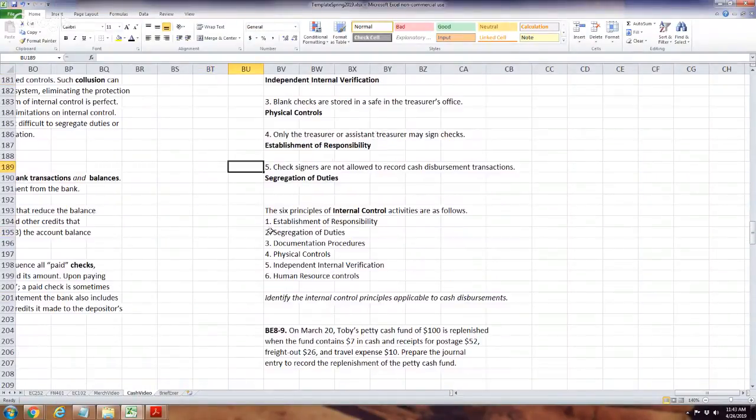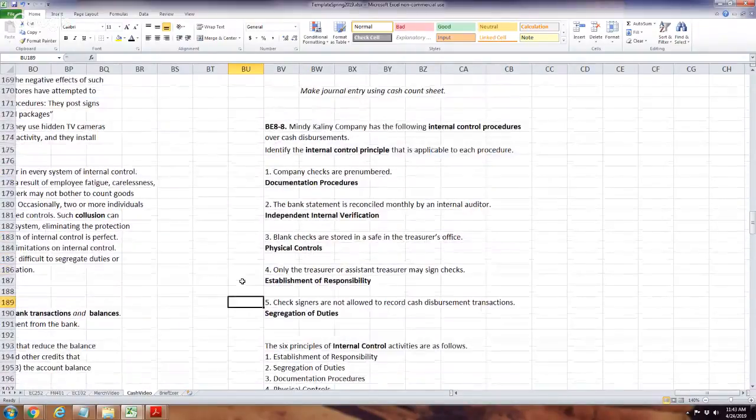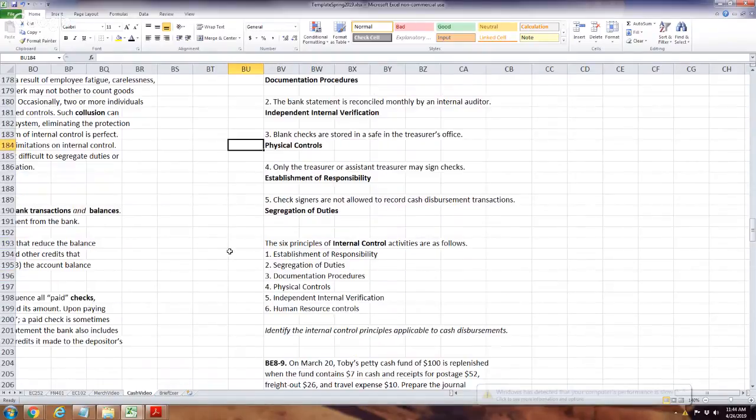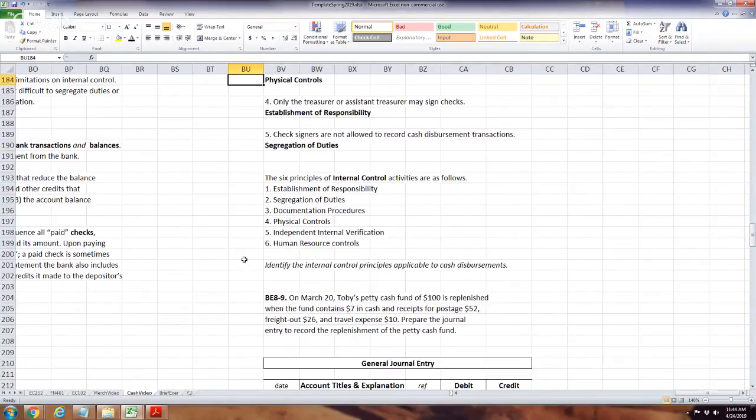And again, I put the principles down here, so I'm not searching for them in the notes. Okay, documentation procedures, independent internal verification, what a physical control is, establishment of responsibilities. Art can be worth a lot. It's an asset, and it's not so liquid, but it's an asset. So it's got to be controlled, and checks, anything that you can turn into money, you've got to guard. Okay, so that's your internal control list again. Identify the principles applicable to the cash disbursements.